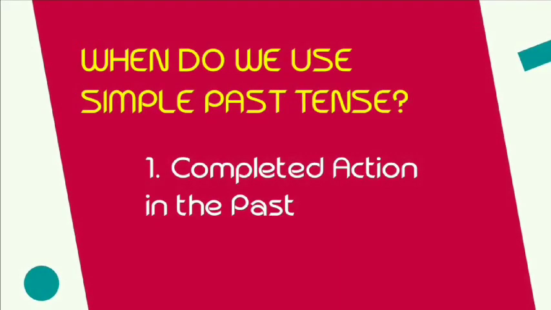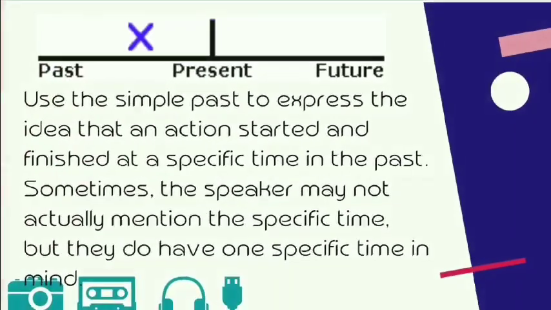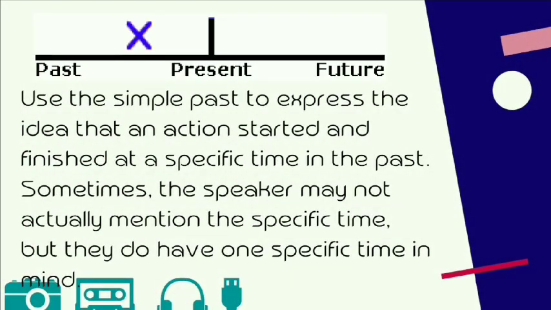Now, when do we use simple past tense? The first thing that we are going to use this for is a completed action in the past. Again, completed action in the past. Now I have here a graph. We have the past, the present, and the future. The middle is the present, so it happened during the past, not today. That's why it's simple past.